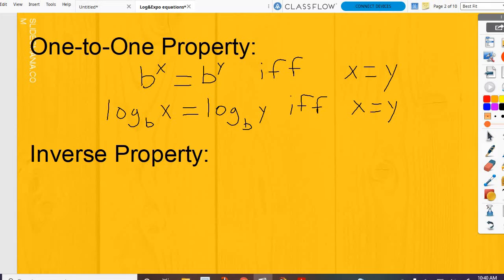Now, what we're going to be looking at today is that sometimes we won't be able to use our one-to-one property. So then we need to know what to use next. And we've talked about this a little bit. Remember, we've said that logarithms and exponentials are inverses of one another. So if I raise a base of b to a logarithm that also has a base of b, what happens?